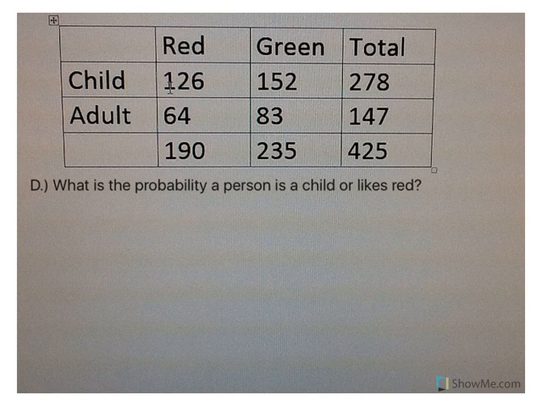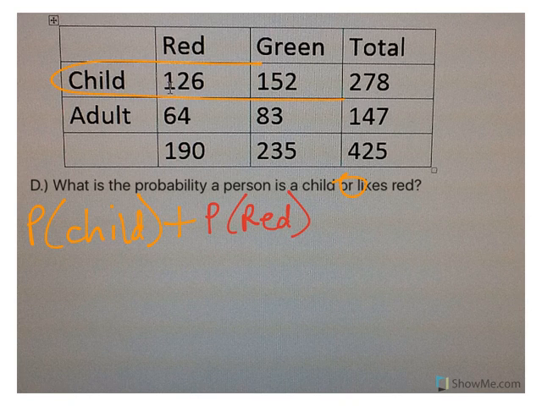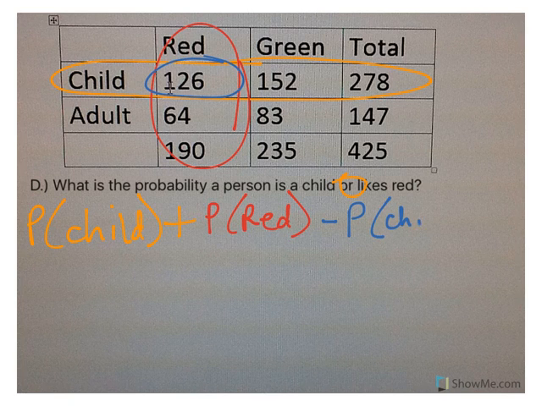And part D, what is the probability a person is a child or likes red? Key word here is or. Or implies addition. So we've got the probability of a child plus the probability of red. But remember, if we think about child and we think about red, notice how we are counting this piece twice. So we're going to subtract the probability of a child and somebody who likes red because we counted that twice.